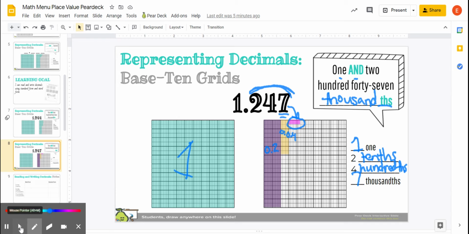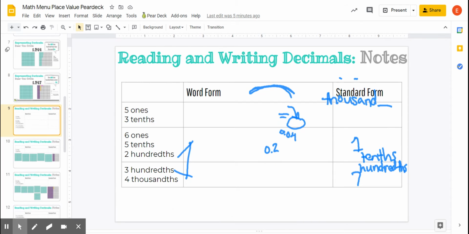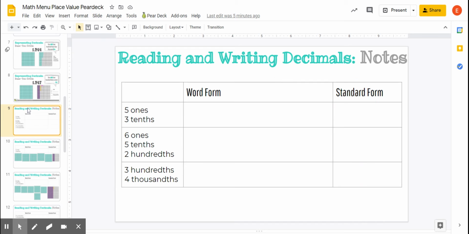So now that we've taken a look at review of that, there's one more problem in your Peardeck for you to practice. Check your work on this one, make sure it's correct, and then you have one more to practice. But right now, I actually want us to transition to our notes sheet from our math notebook, so that representing decimals.